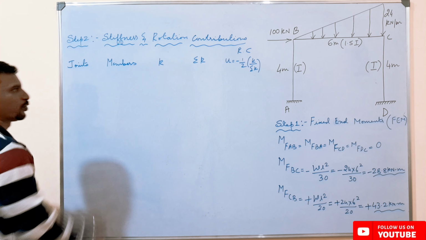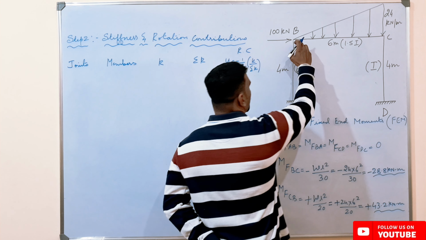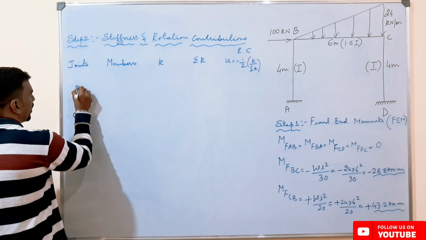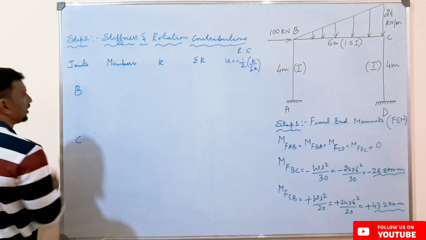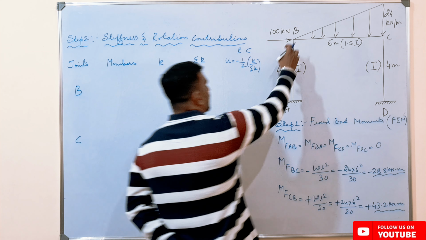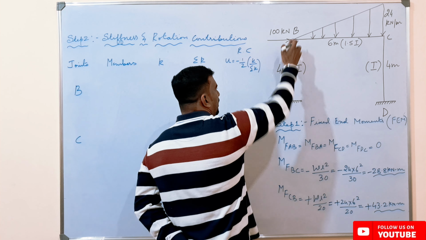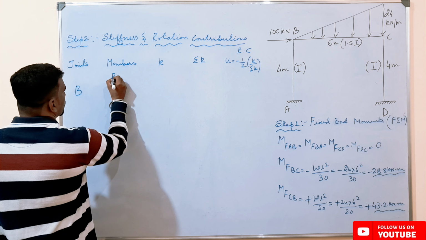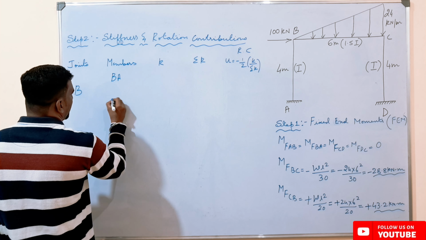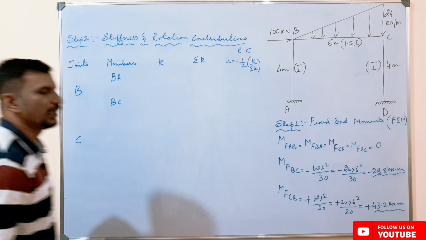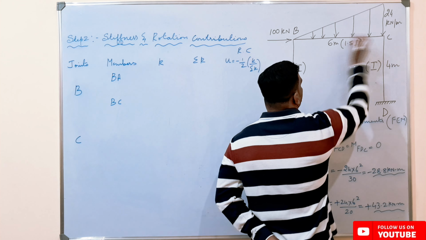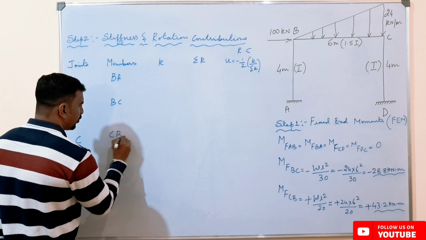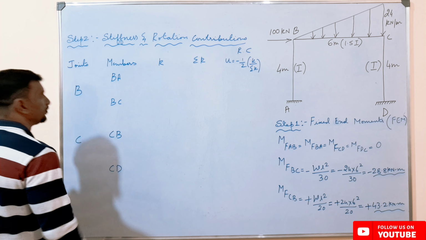If we observe the joints over here, we are having two joints, that is B and C. At joint B, we are having B to A and B to C, so two members. Similarly, for joint C, we are having C to B and C to D. So we are having two members over here, that is C to B as well as C to D.